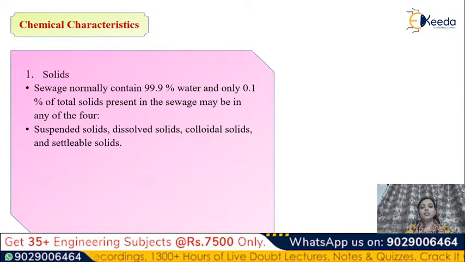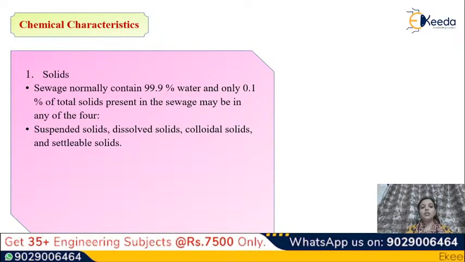Colloidal solids means there will be the formation of flock or colloidal particles, a cloudy, bulky structure. And the settleable solids are the bigger size particles whose specific gravity is greater than 1, or greater than the specific gravity of water.